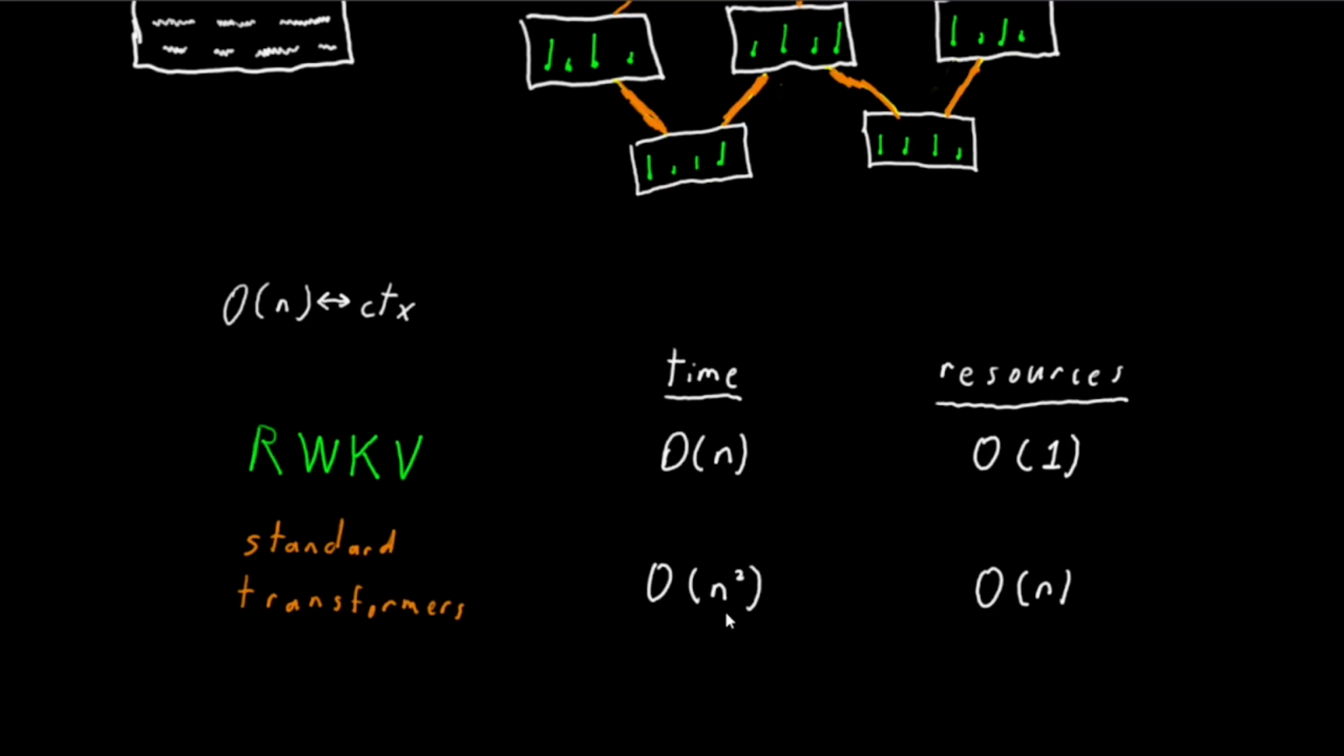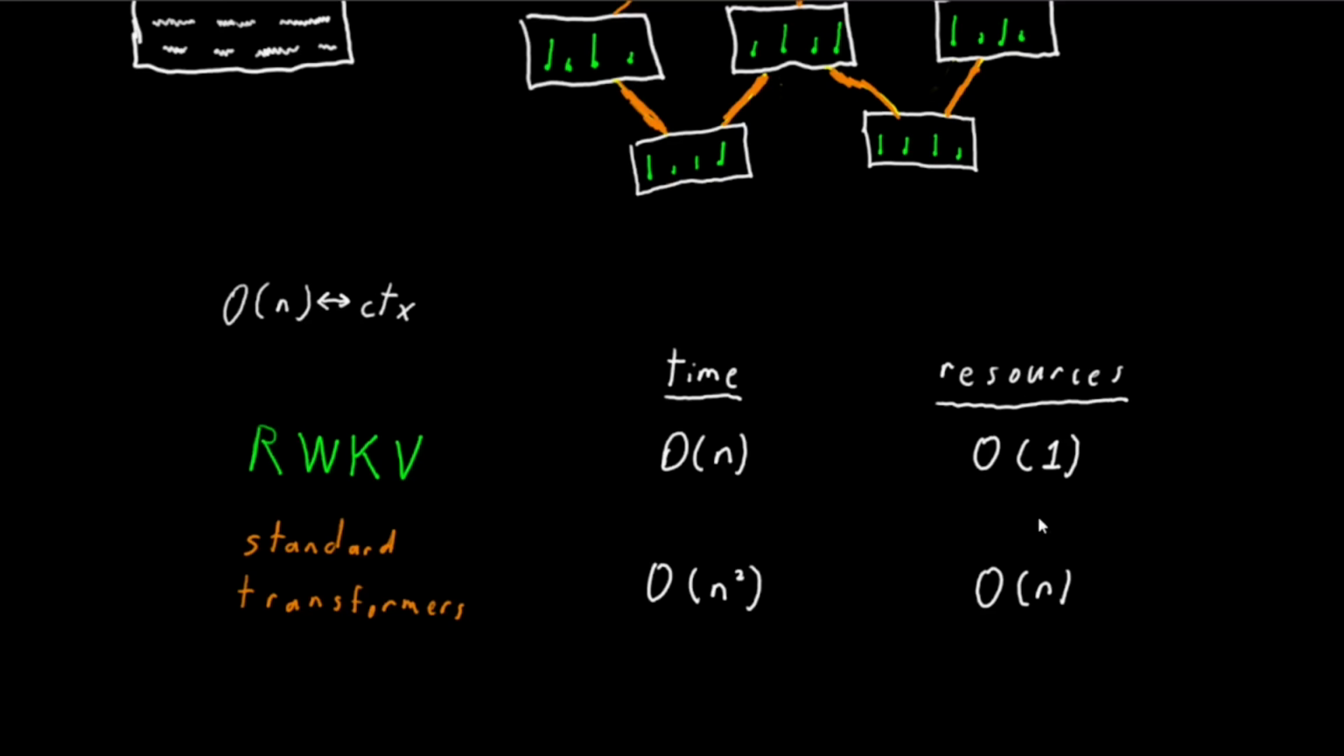So what does that mean? Basically, on a standard model, if you double your context size, it's going to take 4 times as long for it to give you an answer. On the other hand, RWKV, everything's linear. If you double the size of your context window, it's going to take twice as long, what you would expect.